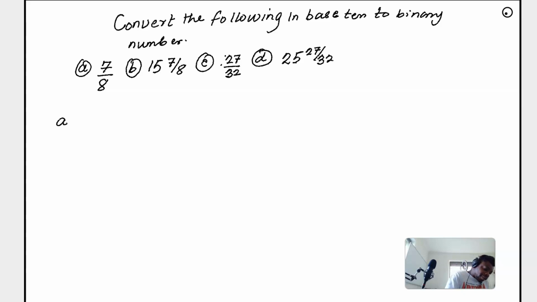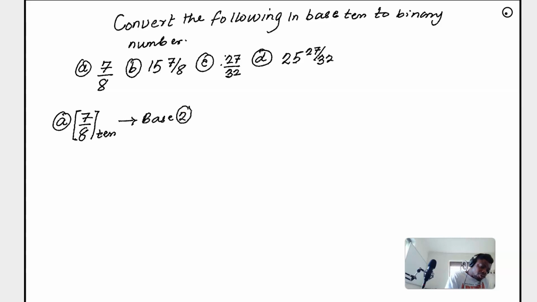The first question is A, so 7 over 8. 7 over 8 is in base 10, and we are converting this to base 2, right? So the first thing you need to understand here is the power principle. The power principle is based on the base we are converting into. So we are converting it to base 2 here.